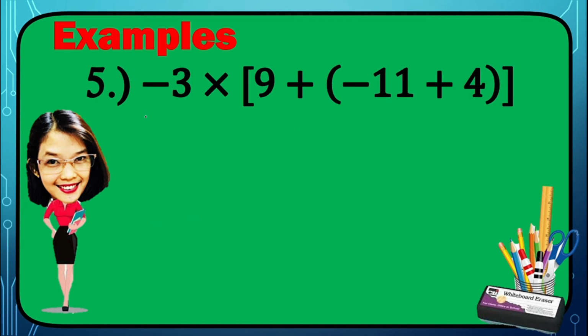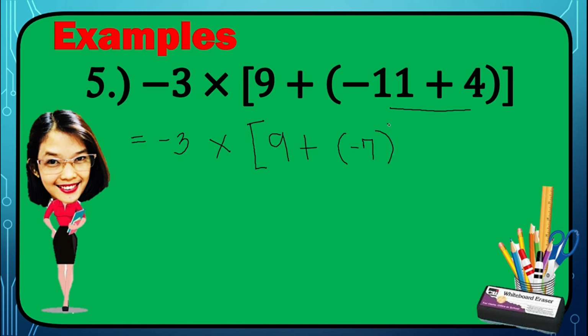For number 5, negative 3 times the quantity of 9 plus the sum of negative 11 plus 4. So again, you need to consider first what's inside the parentheses. So we need to perform this first. So let's rewrite. Negative 3 times 9 plus, what will be the answer in here? Negative 11 plus 4, the answer will be negative 7.